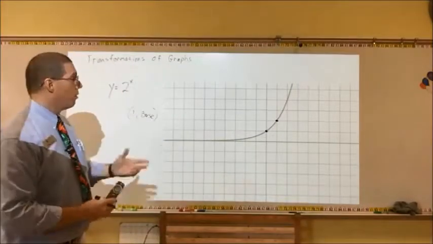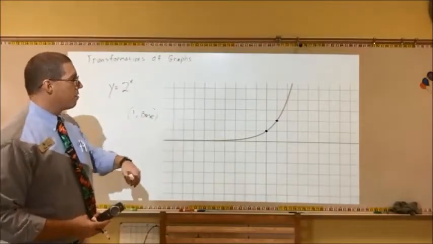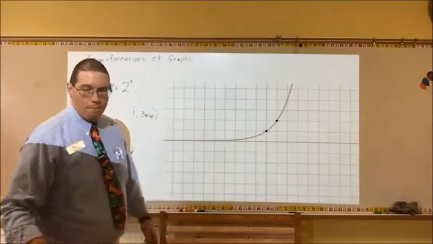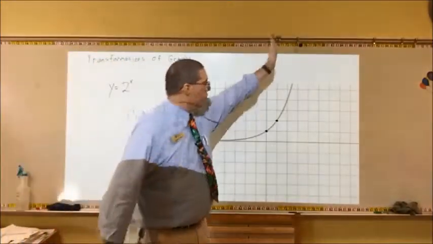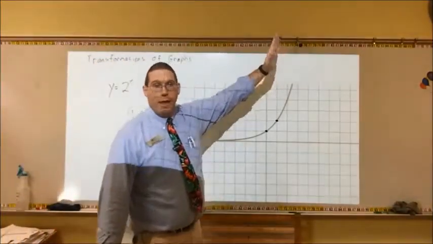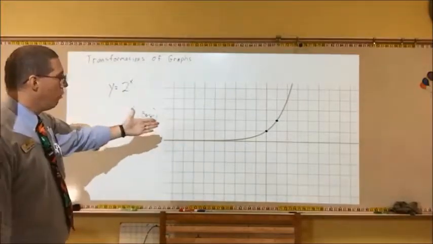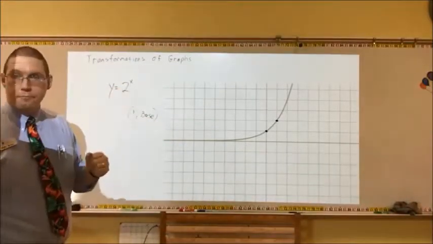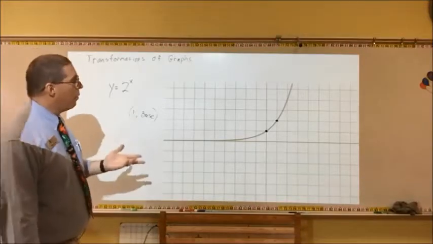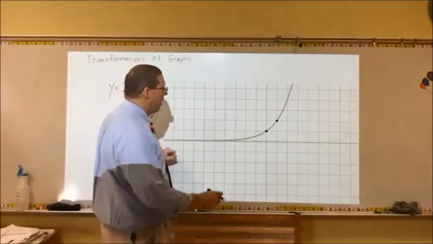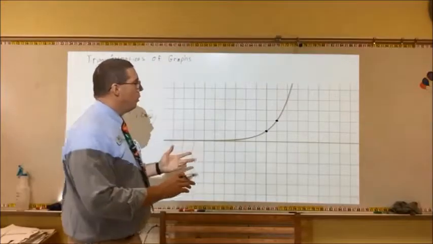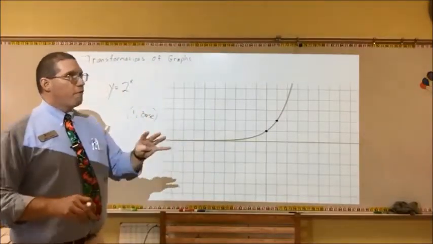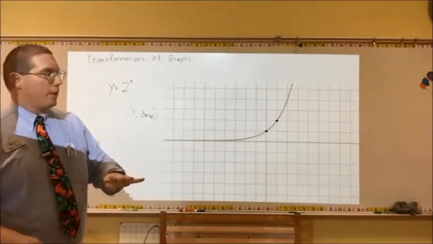And so that's one of the reasons we know that the base of this is 2. And then the last step is to go steeper to the right, correct? And so this has all the qualities of y equals 2 to the x power. Okay? So now I'm going to show you 4 different kinds of transformations.